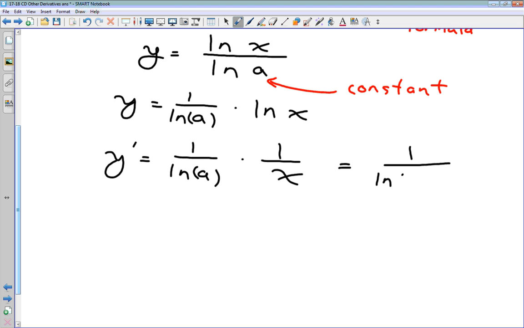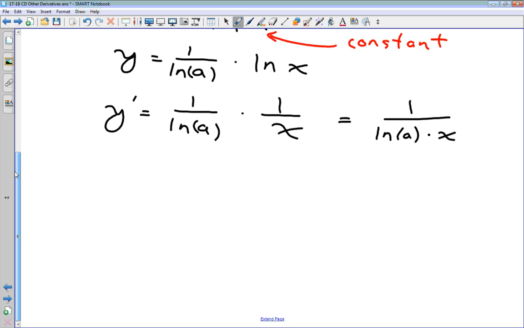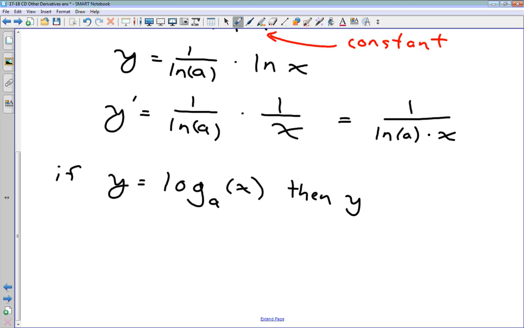So we can put these things together, multiply these two fractions together to get 1 over ln a times x. And that's our derivative rule. If our function is log base a of x, then our derivative is 1 over ln of that base, whatever that base happens to be, times x.